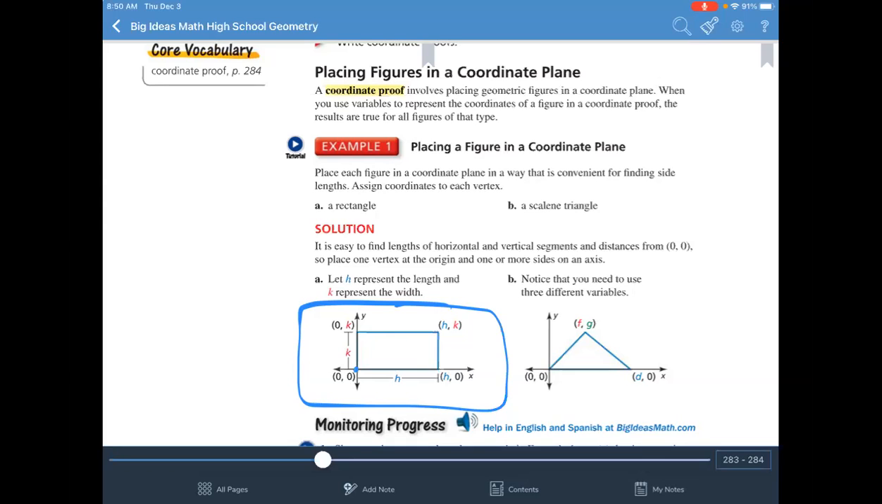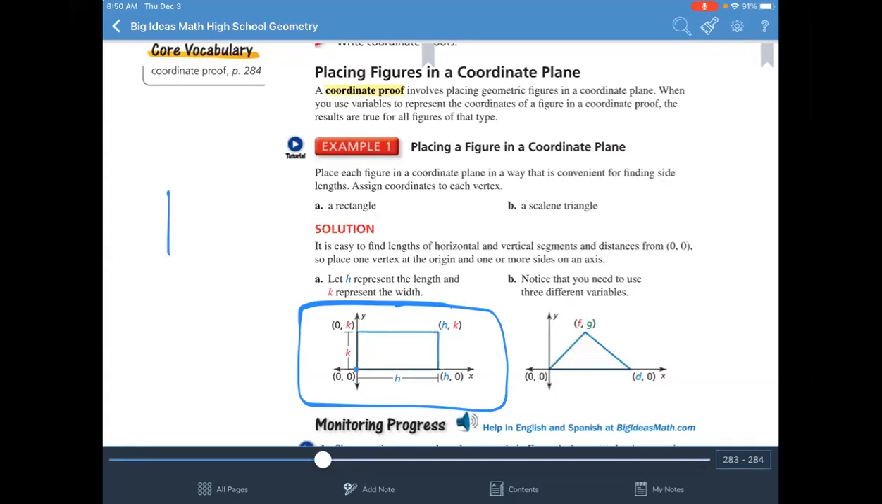And we know that it's a rectangle. So our length and our width are going to be different, right? So we have to use different variables for those two. If they were the same, if it was a square, then I would have the same variable, right?